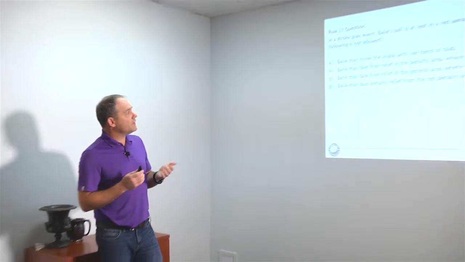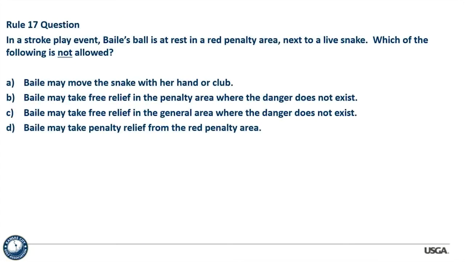All right, so we made it through Rule 17 fairly quickly. I have a question here. In a stroke play event, Bailey's ball is at rest in a red penalty area next to a live snake. Which of the following is not allowed? So we have four things here that she can or cannot do that we're going to go through and see if she can do these.